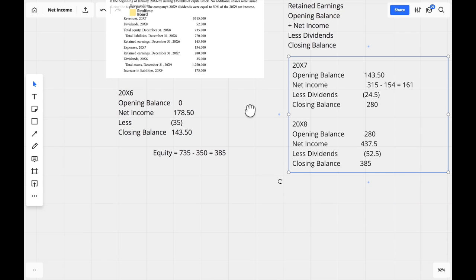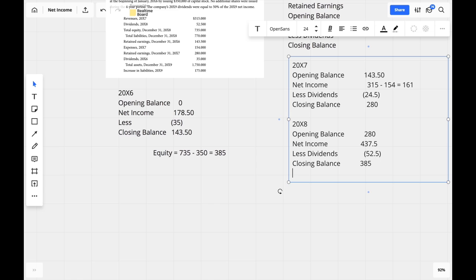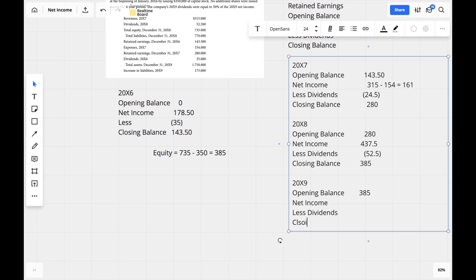Okay, so finally, then for 20x9, our opening balance will be 385,000. Our net income, we'll work that out, less dividends, and then a closing balance. Let's see what information we've got here.